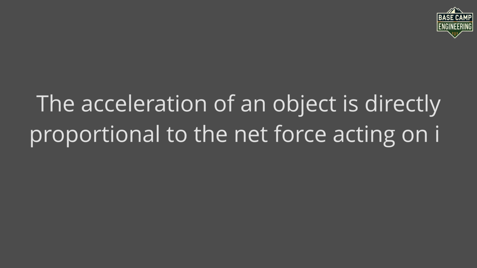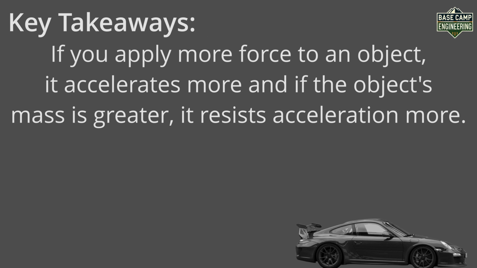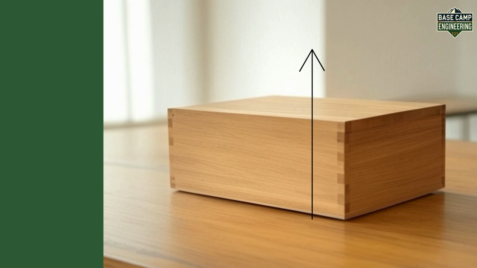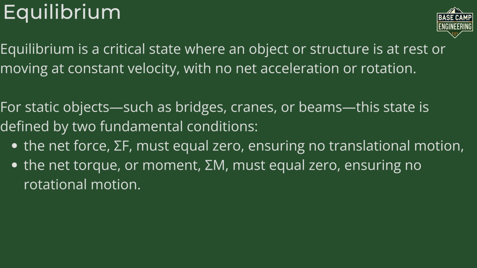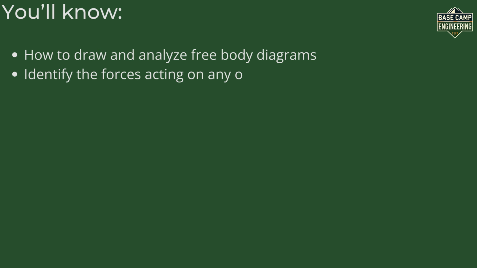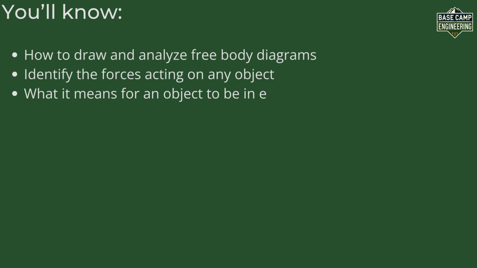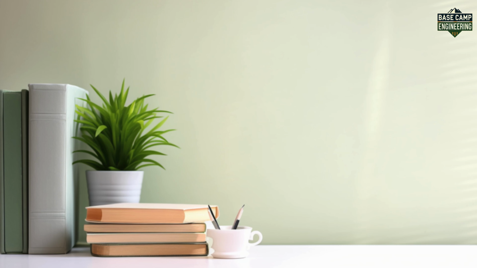Last week, we mastered Newton's laws of motion, understanding why objects move, stop, or stay still. Today, we are building on that foundation with free body diagrams, types of forces, and equilibrium conditions. By the end, you will know how to draw and analyze free body diagrams, identify the forces acting on any object, and understand what it means for an object to be in equilibrium. This is crucial for analyzing static structures like bridges, cranes, and even everyday objects like a book on a table.